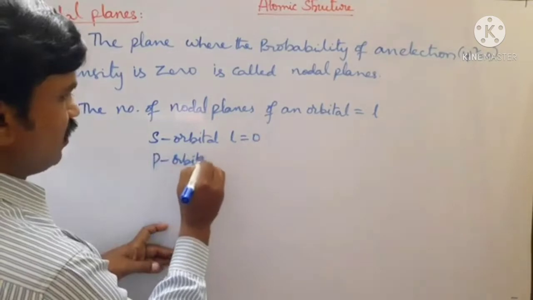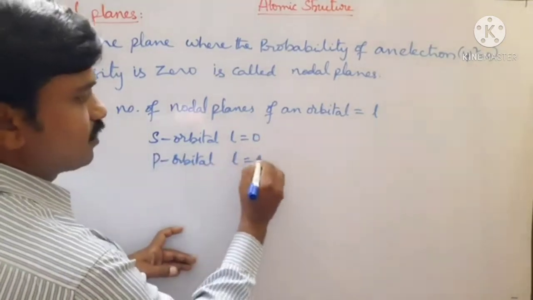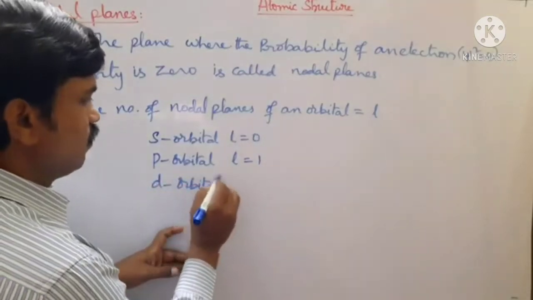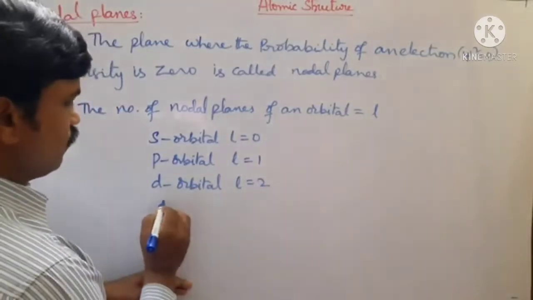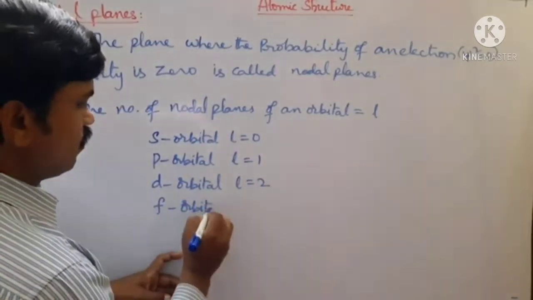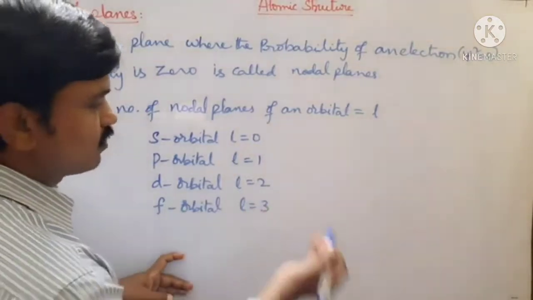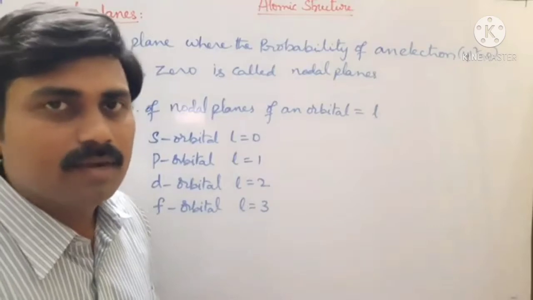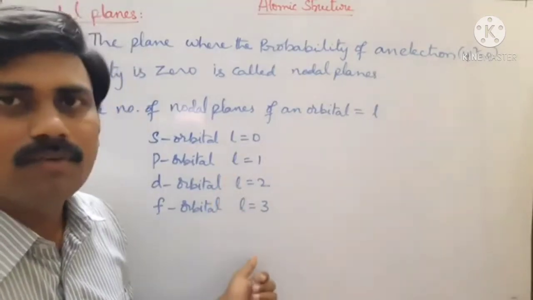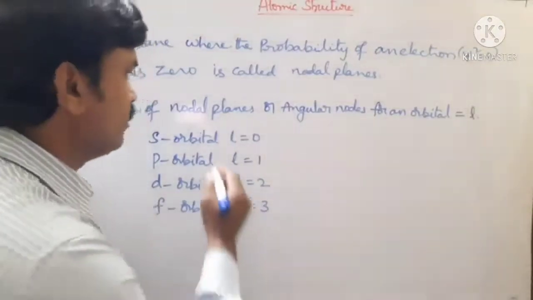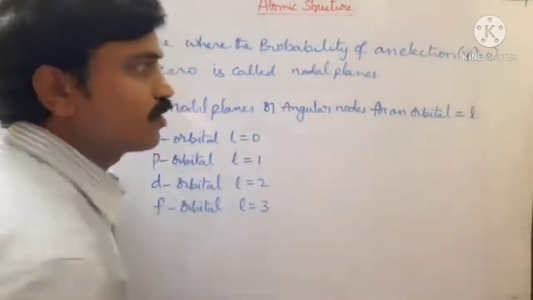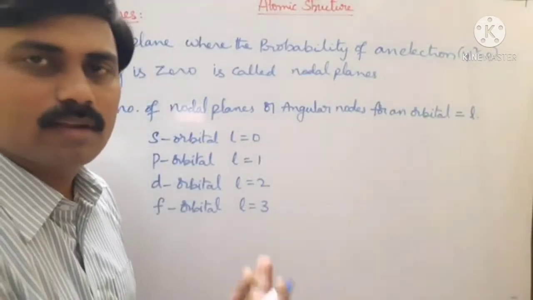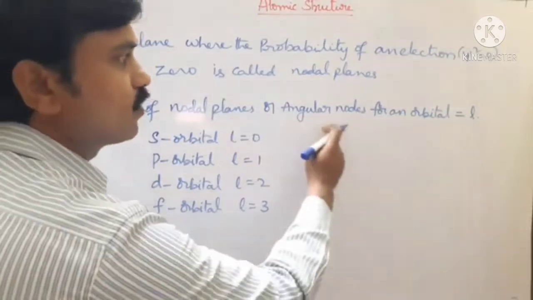For P orbital, nodal plane L is equal to 1. For D orbital, nodal plane L is equal to 2. For F orbital, nodal plane L value is 3. So these are the nodal plane values of S orbital, P orbital, D orbital and F orbital. So the number of nodal planes or angular nodes for an orbital is equal to L. This formula is useful for calculating number of nodal planes or angular nodes.